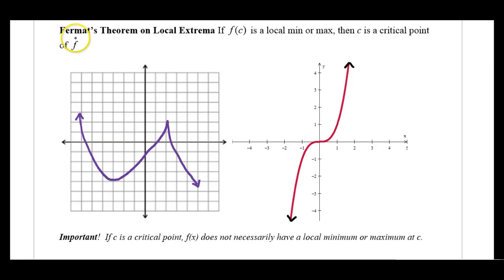Alright, so now let's look at Fermat's theorem on local extrema. This says that if f of c is a local min or max, then c is a critical point of f. So what I want to do is draw a picture that satisfies the hypothesis, being the if part. So if f of c is a local min or max, what I've drawn over here on the left is a graph that has a local min and a local max. So let me highlight those.